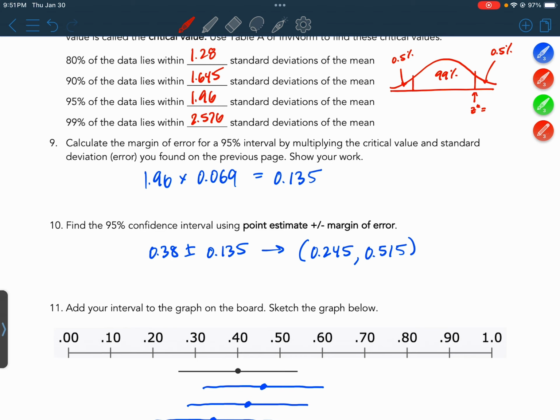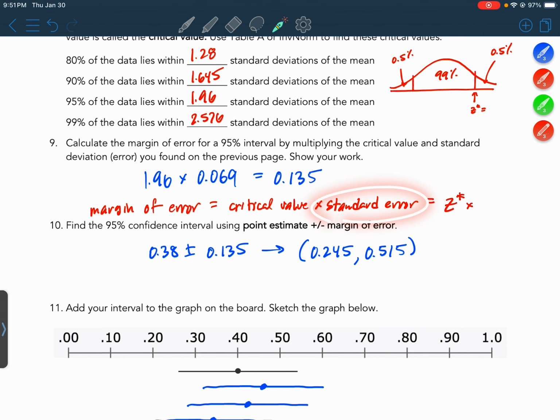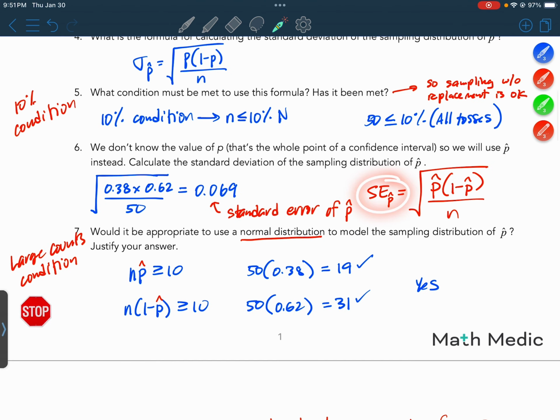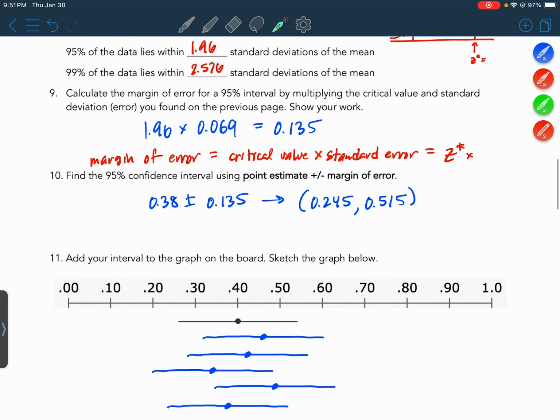Go ahead and write a formula both in words and in symbols. The margin of error is equal to the critical value times the standard error. In notation, the critical value we're just going to write as z star. It's just a special z-score. And then the standard error, the notation that we used earlier was capital S, capital E, subscript p hat.